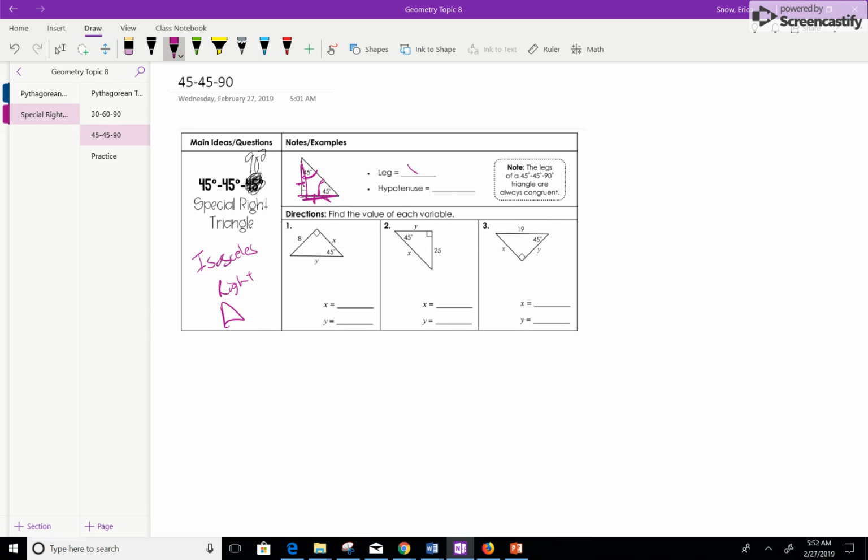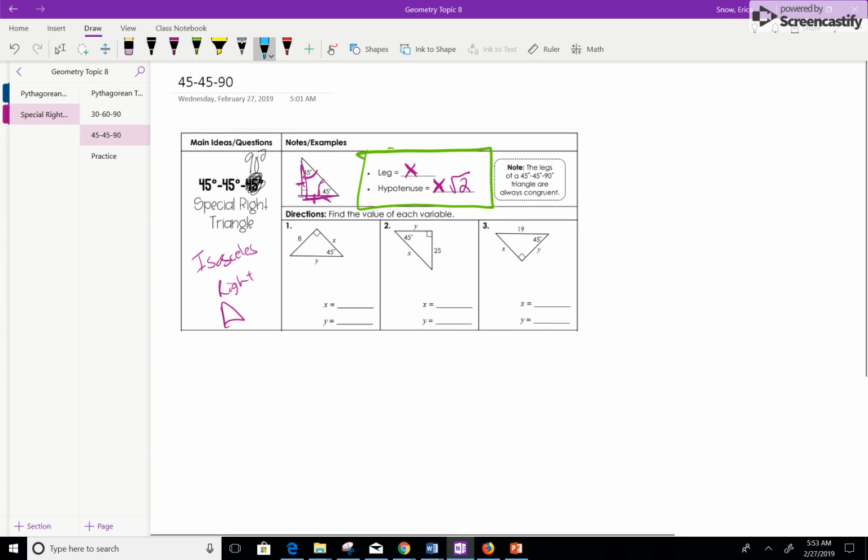Okay. Your legs are those short sides and they are the same. So your legs we're going to represent with the variable x. So they have the same measurement, both legs. And for the hypotenuse, we're going to do a little trick: we take the x and multiply it by the square root of 2. And this relationship holds true for any 45, 45, 90 triangle.